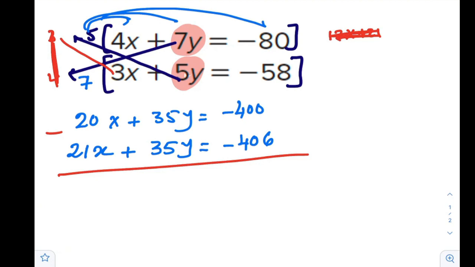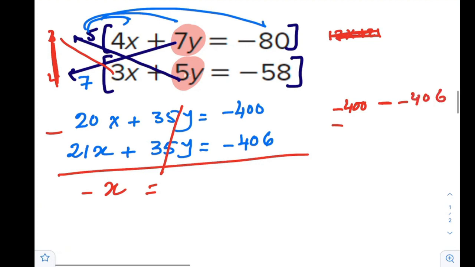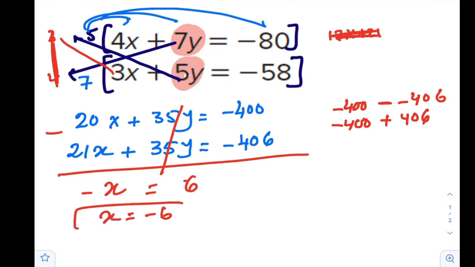We don't need that now. Subtract 20x minus 21x is negative 1x, and this will go. Now we have negative 400 minus negative 406. So it's negative 400 plus 406, which is 6. And x is negative 6.